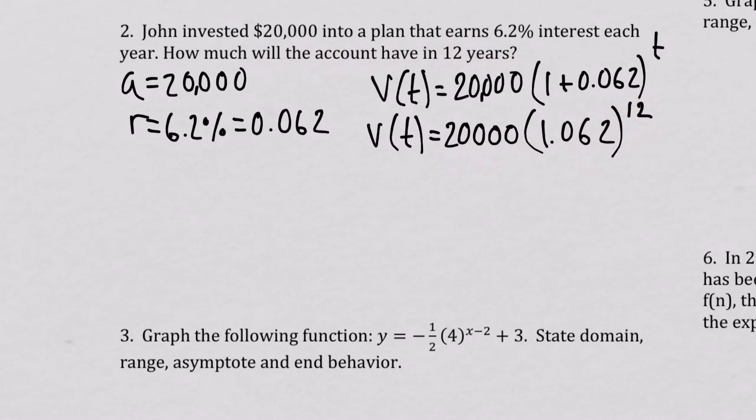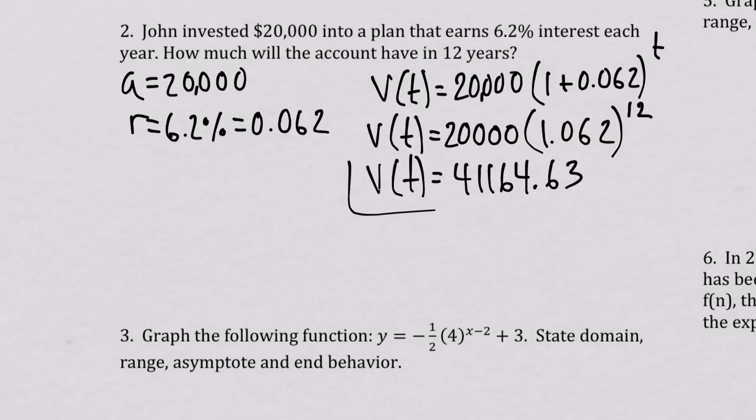And the calculator says that V of t is equal to $41,164.63. That is the amount in his investment.